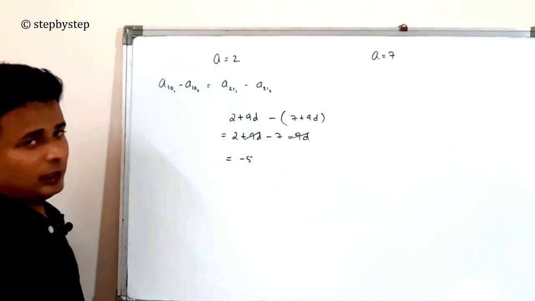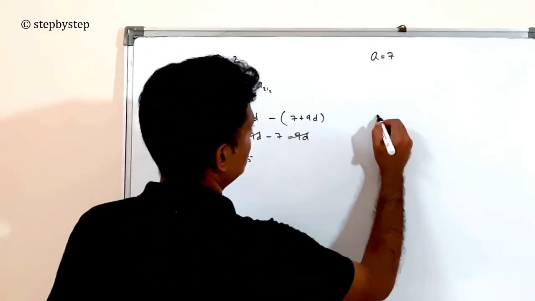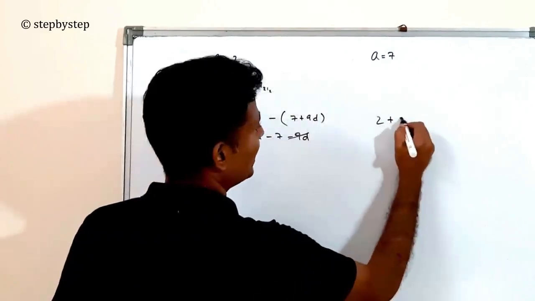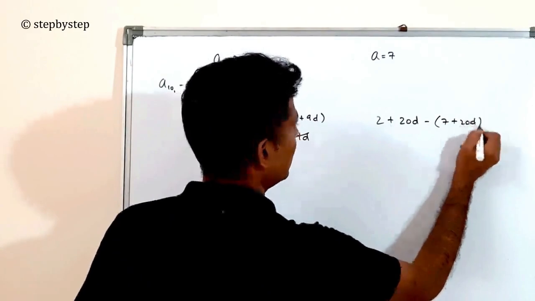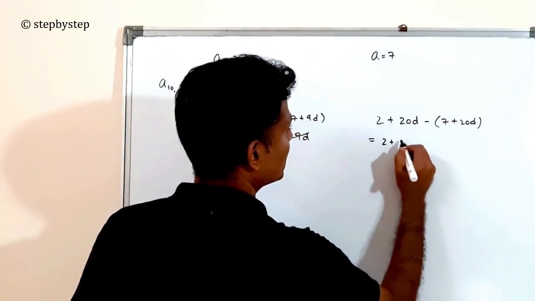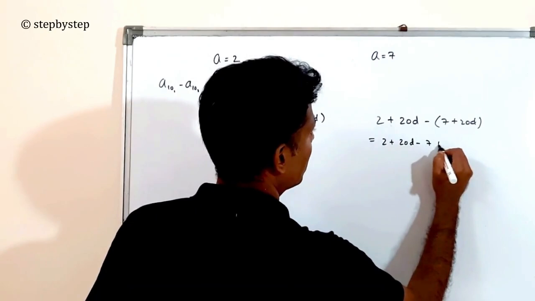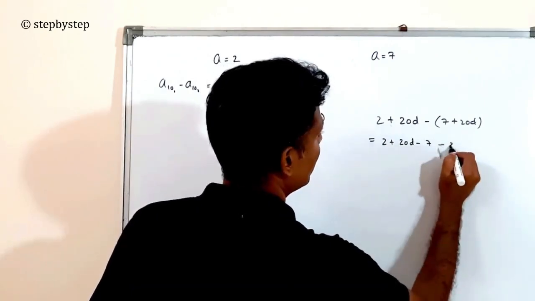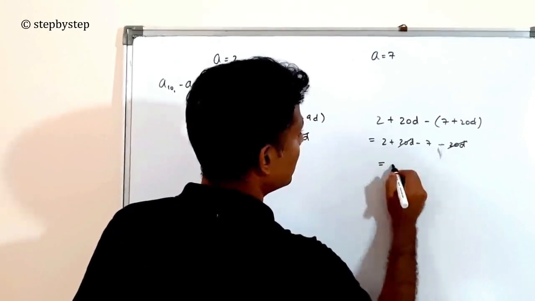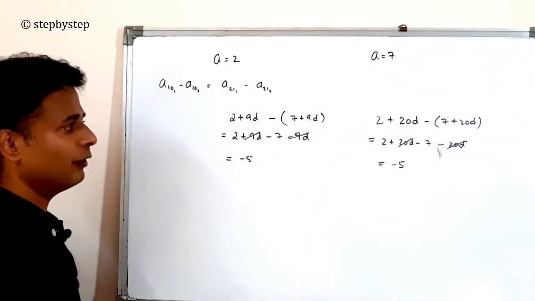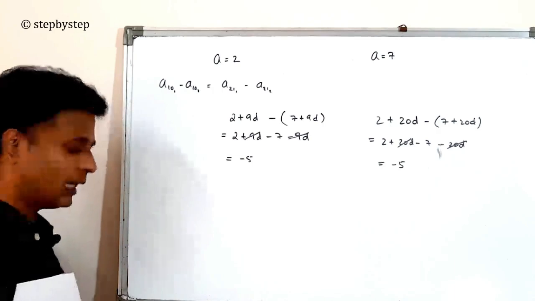Now we'll check for the 21st terms. So a21 of the first AP is a plus 20d, minus the second AP's a plus 20d. So this is equal to 2 plus 20d minus 7 minus 20d. So this and this cancel, and 2 minus 7 is minus 5. So yes, the difference of the 10th terms and the 21st terms are the same.